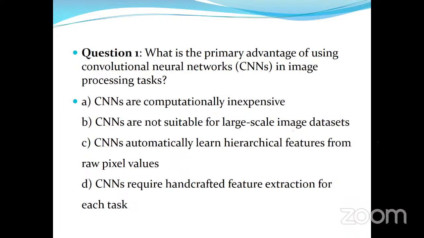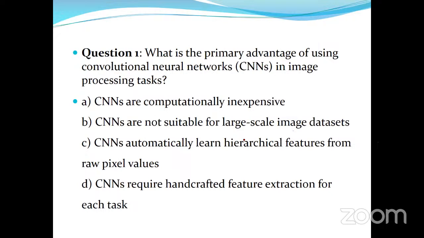Yes, I have one answer. C. Okay, C is the answer. Any other answer? Merlin ma'am and Josephine have answered. Okay, good. That is also good. All are good.